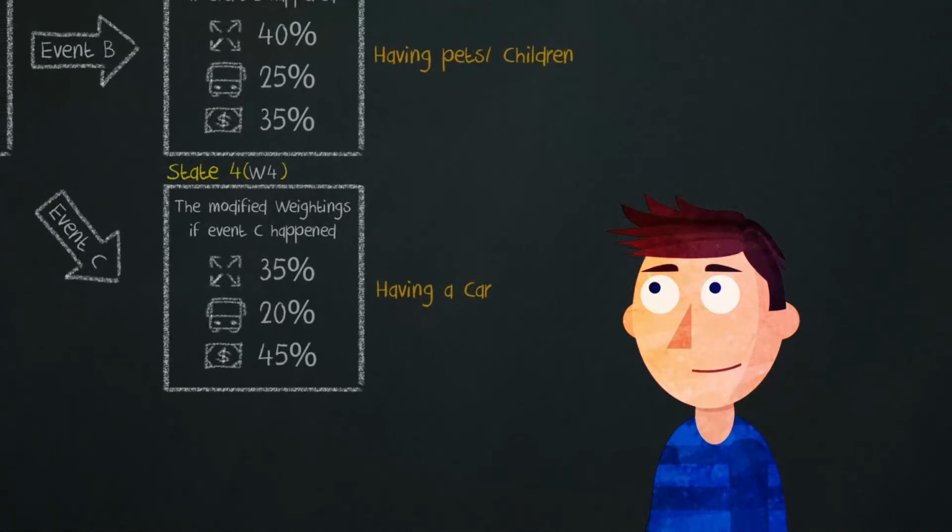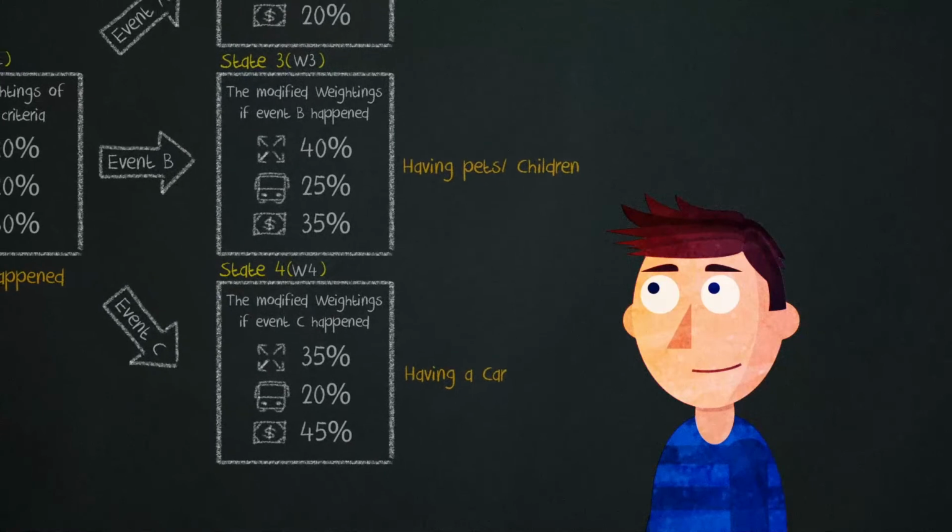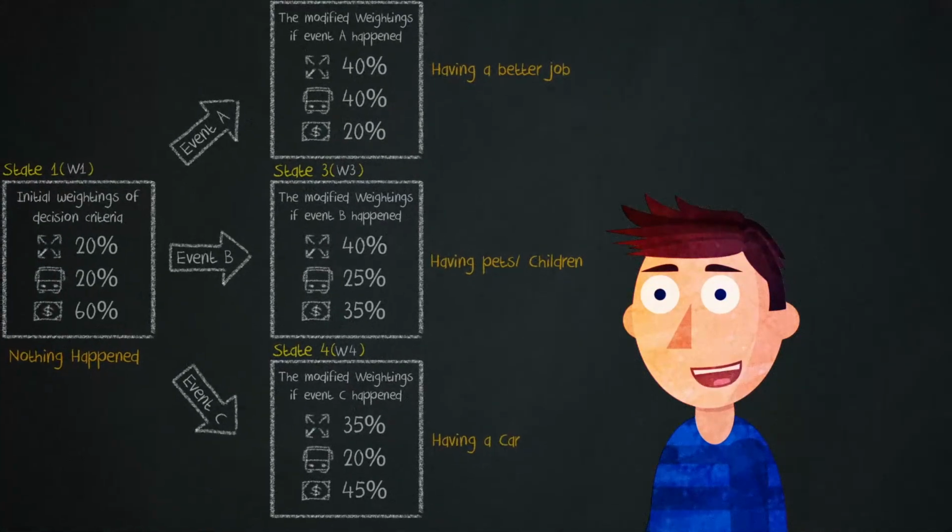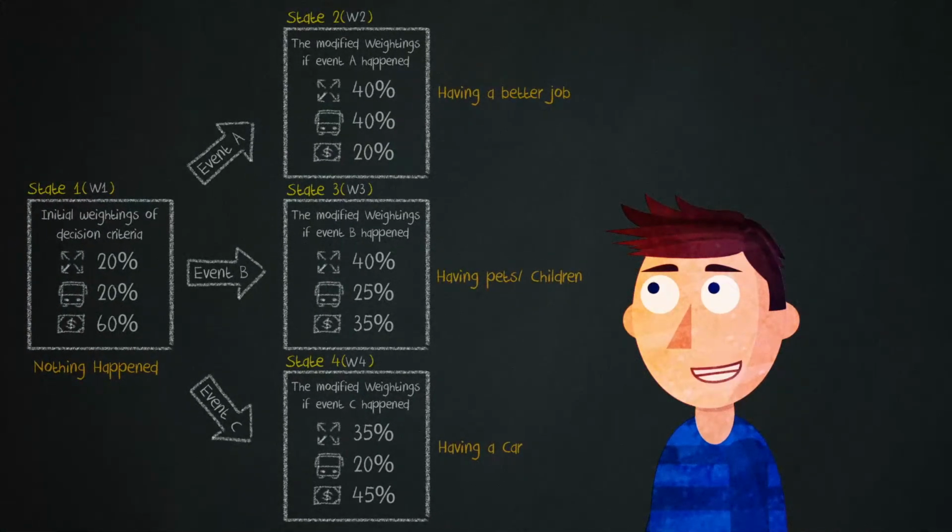Okay, now we have 4 states. The first state represents the no event scenario, or in other words, if nothing happens. State 2 is when you have a more highly paid job. State 3 represents the situation in which you have children or pets. And State 4 represents the situation in which you have bought a car.